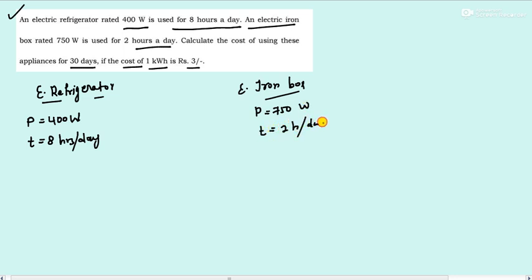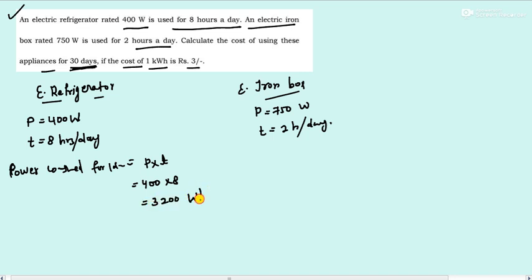Correct? Now we need to find the cost of using these appliances for 30 days. So how much power they will consume for 30 days, correct? So the electrical energy consumed, power consumed for 1 day, first you calculate, which is P into T, right? So 400 watt into 8, how much is this? 3200 watt hour, right? This is watt and this is hour.